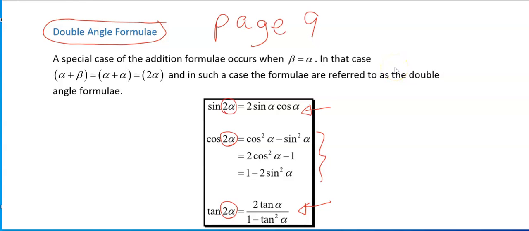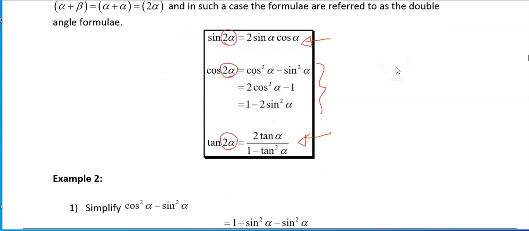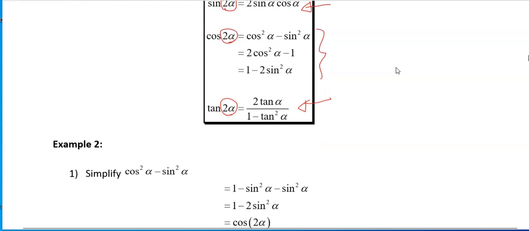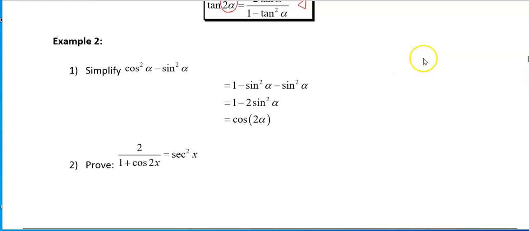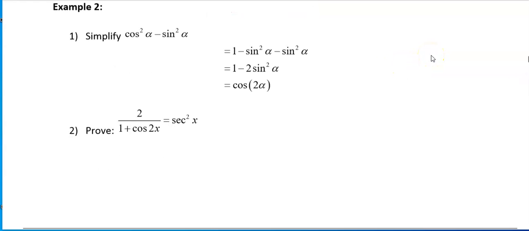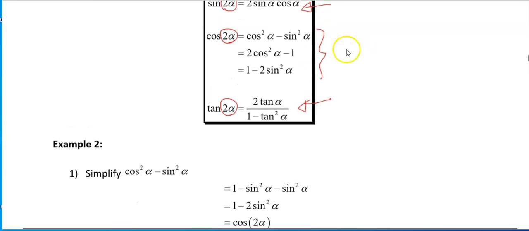There's a couple of problems on page 9 that we're going to have a try with. All right, and here's one. The very first one there, example number 2, part 1, just says to simplify the cosine squared of alpha minus the sine squared of alpha. You're asked to simplify that. Now you'll notice that's actually one of the versions of the double angle formula for cosine, isn't it? And they want you just to simplify that.